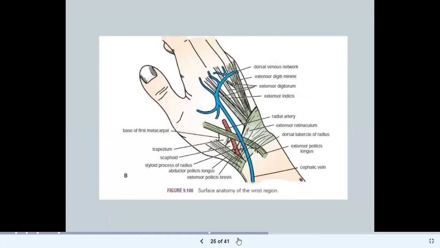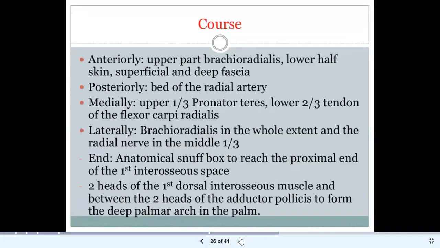So here you see this is the radial artery. This is just showing you the wrist joint from the posterior side, and showing you the relations of the radial artery on the posterior side. Okay, surface anatomy of the wrist region.